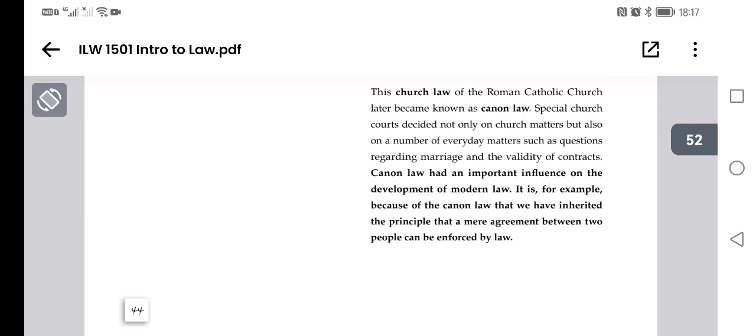This church law of the Roman Catholic Church later became known as canon law. Special church courts decided not only on church matters but also on a number of everyday matters such as questions regarding marriage and the validity of contracts. Canon law had an important influence on the development of modern law. It is, for example, because of canon law that we have inherited the principle that mere agreement between two people can be enforced by law.